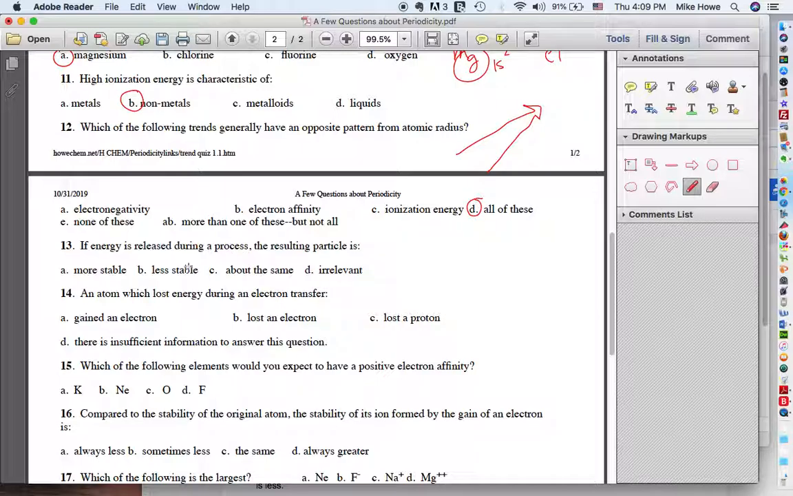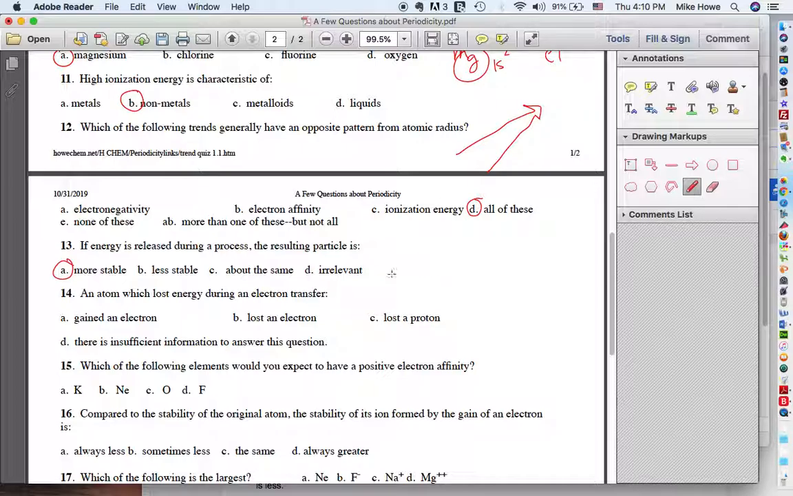Okay, so if energy is released during a process, energy out, more stable. That's why things explode. You want to go to a lower energy state. Lower energy states tend to be less reactive. Okay, an atom which lost energy during an electron transfer. If you lose energy during an electron transfer, that means that energy was released.